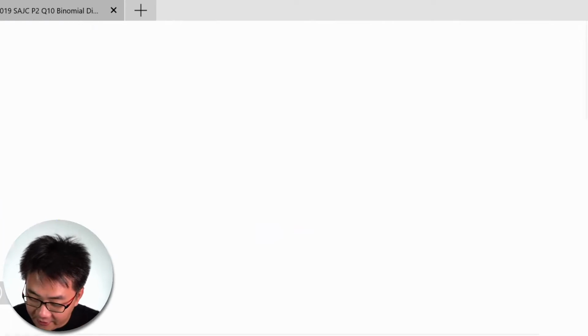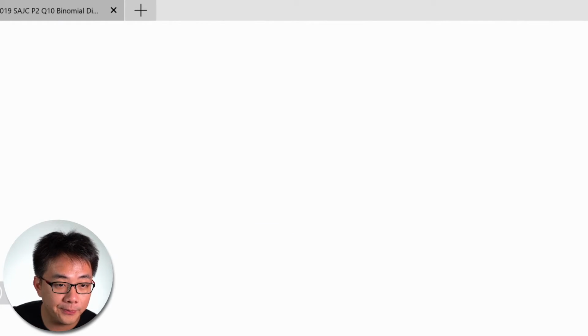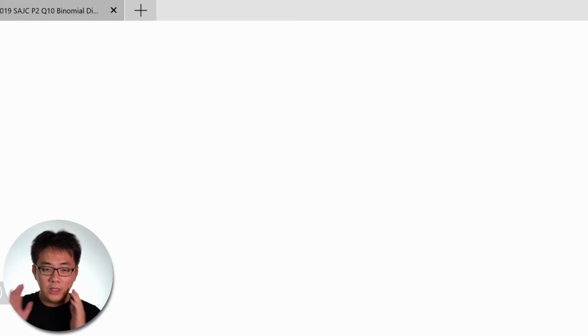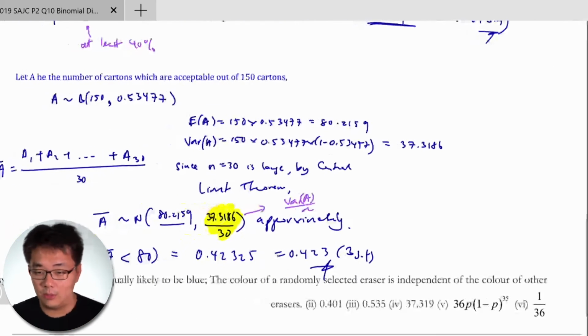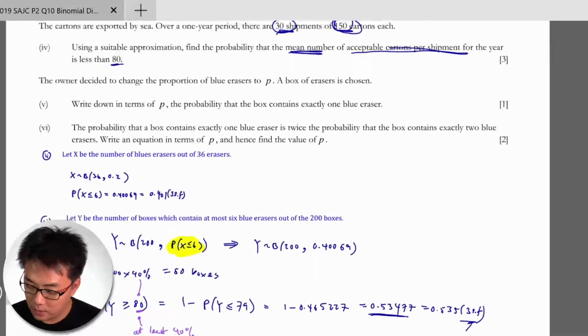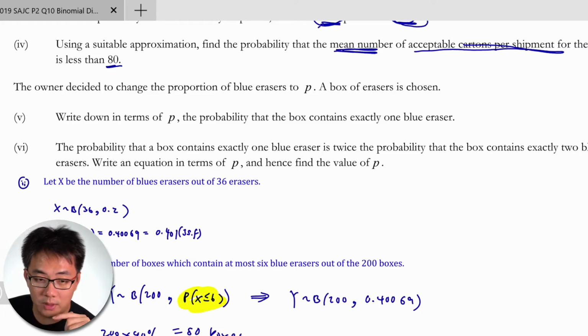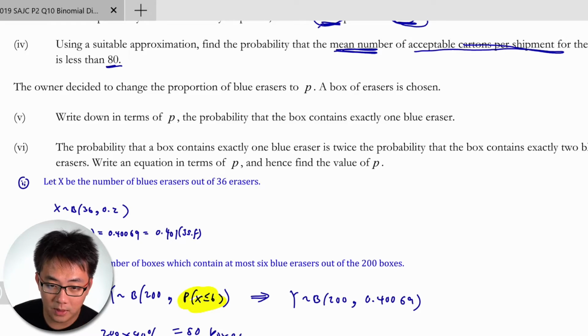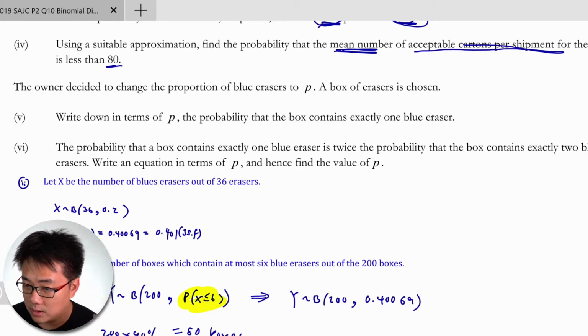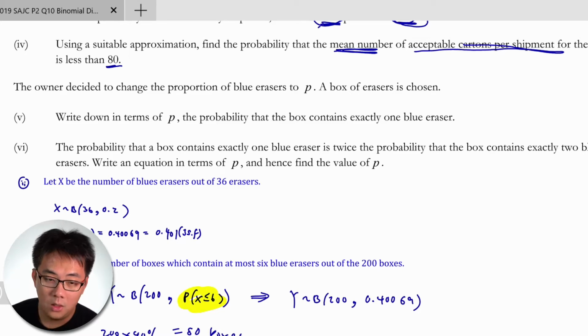Right, so let's say part 5. Part 5 would be: the owner decided to change the proportion of the blue erasers to P. A box of erasers is chosen. Write down in terms of P the probability the box contains exactly one blue eraser. The probability that a box contains exactly one blue eraser is twice the probability of a box containing exactly two blue erasers. Okay, let's look at that. How do we do this?